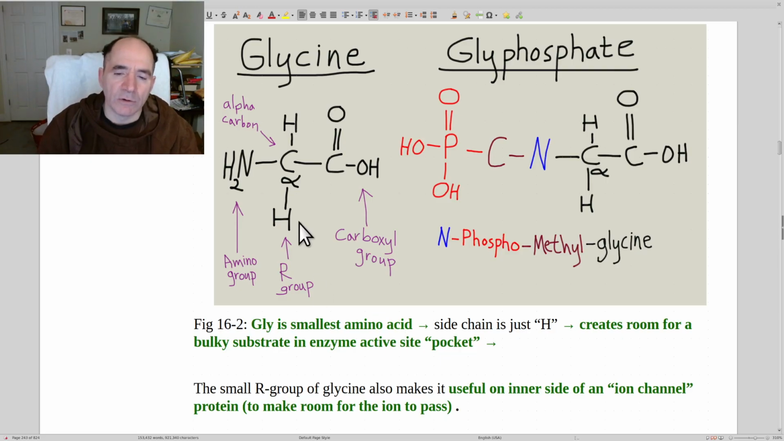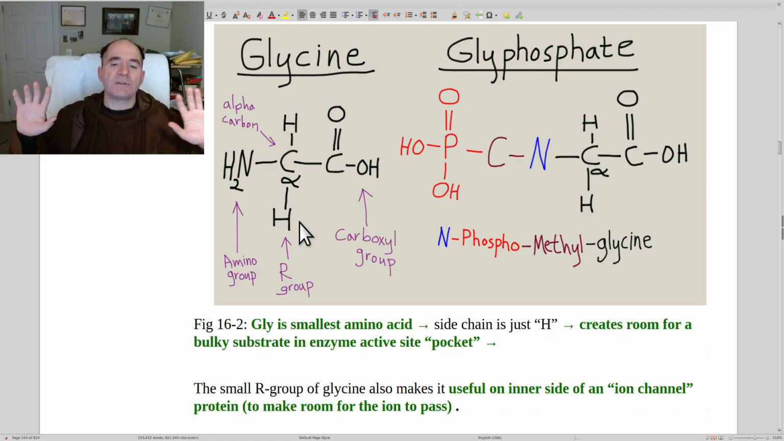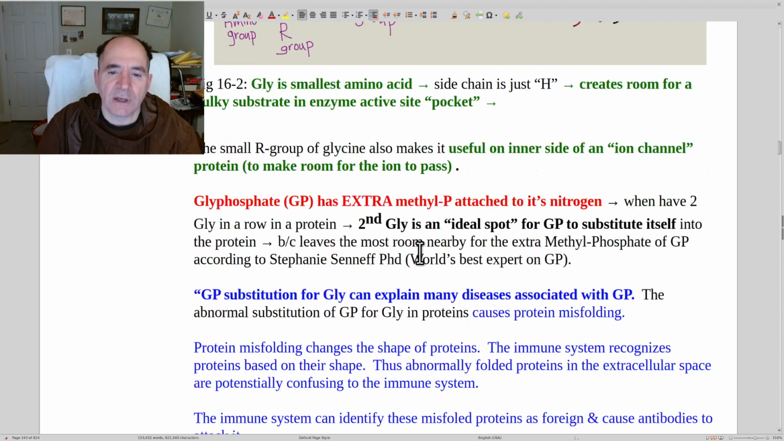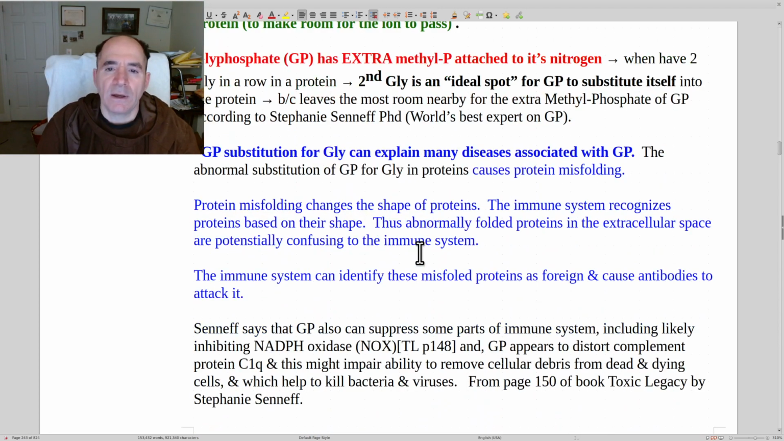So glycine is the smallest amino acid, and because it's so small, with just a hydrogen for its R group, it'll often be found in an enzyme active site, because it creates space in the pocket by being so tiny, allowing the substrates to come in and fit better into the pocket. It's also useful on the inner surface of an ion channel to make more room for stuff to enter a cell.